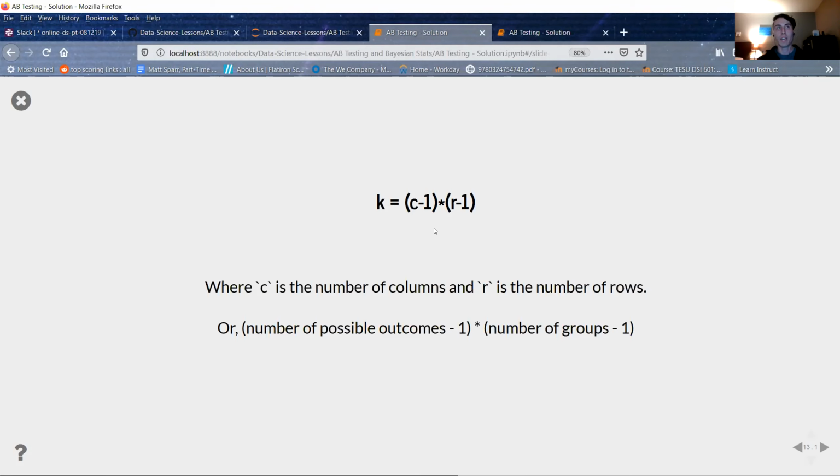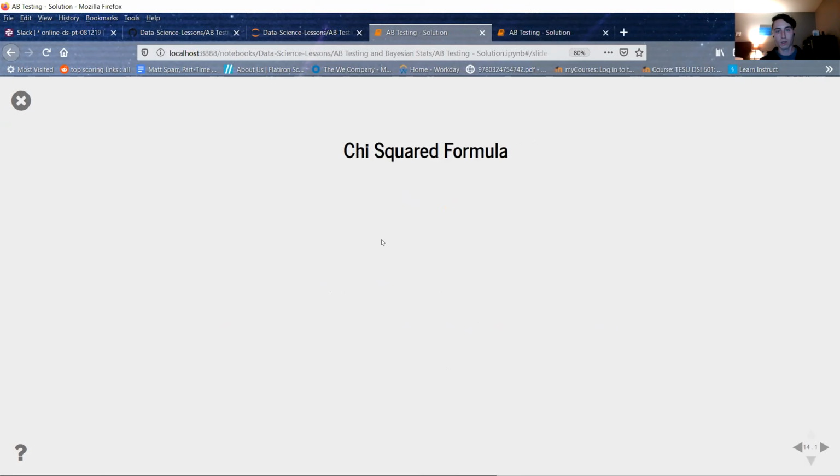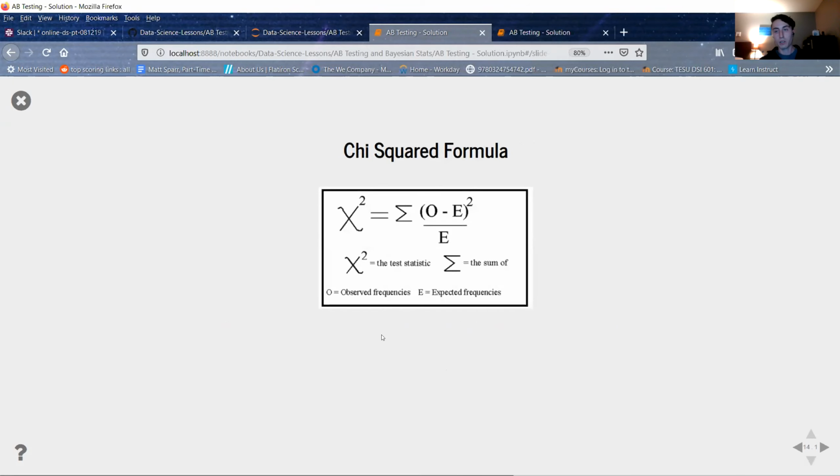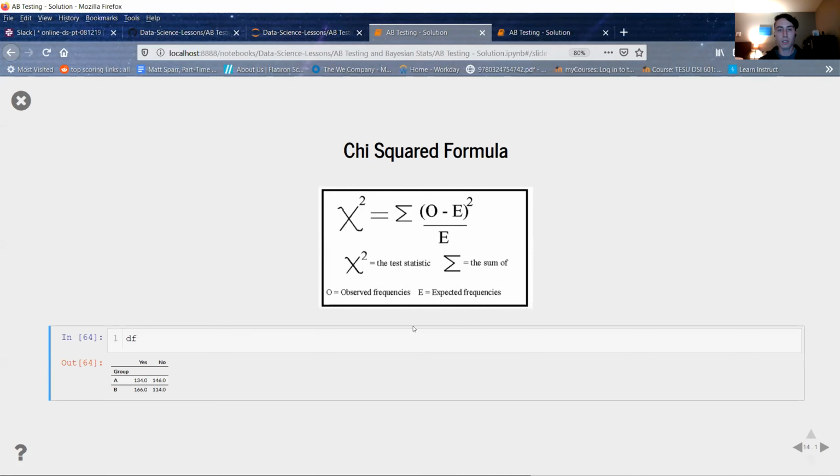But you can see if we had multiple groups, if we had 3 groups instead, then our degrees of freedom would be different, and we would have a different chi-square distribution. So to calculate chi-squared, you basically sum up the difference of the observed values and the expected values, and you square that, and then you divide by the expected value. So this is kind of similar to when we were doing expected value before with probabilities.